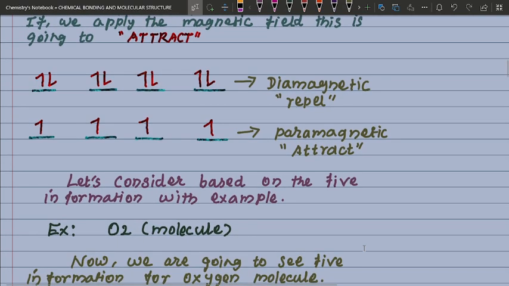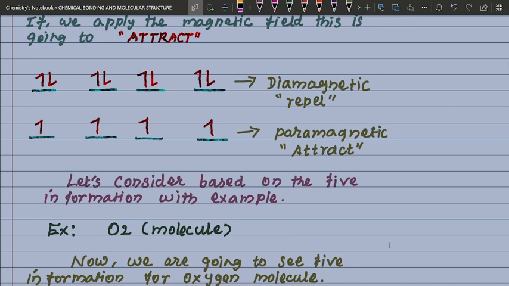Here, see, here are paired electrons, this is also paired, all are paired electrons, so this is called diamagnetic. This is going to repel. Here all are unpaired electrons, this is called paramagnetic. This is going to attract. See below.